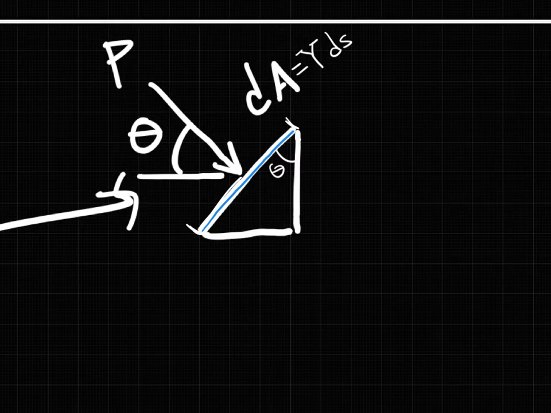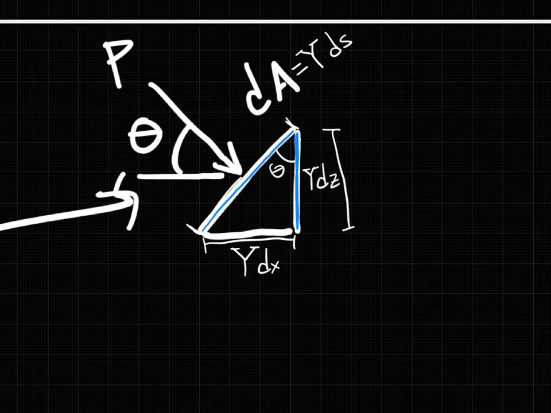On this side, however, we have the vertical face right here. It's got a size of dz times that y into the board. And this one right here has a size of y dx, where dx is going from here to here, and dz is going from here to here, and the y is into and out of the page. So cool, right?